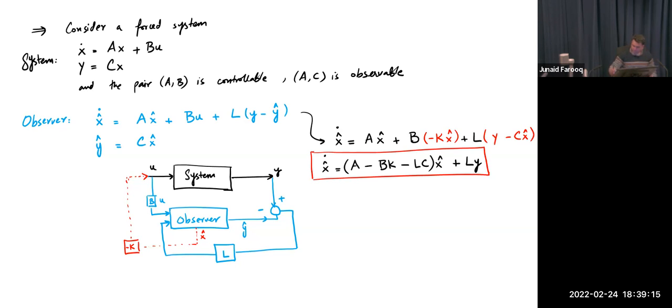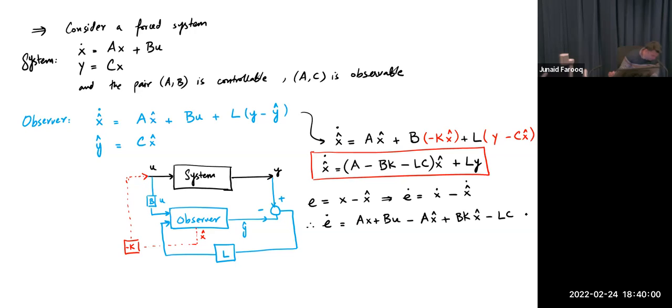Again, you want to look at the error state. So let's say E is x minus x hat, right? Which tells you E dot is x dot minus x hat dot. So E dot is x dot. So x dot was Ax plus BU, and then we have minus A x hat plus BK x hat plus LC x hat, and minus L y, right?